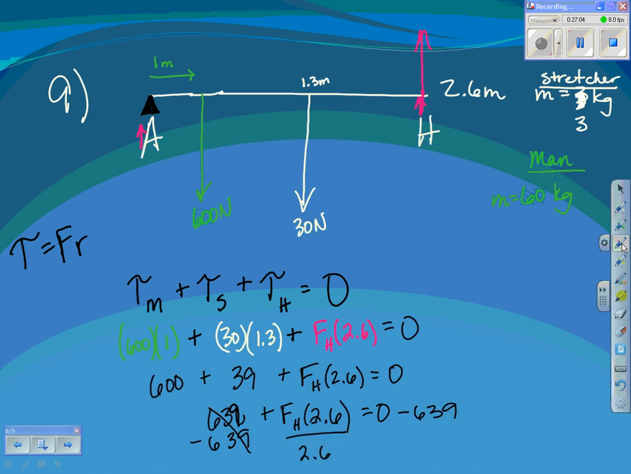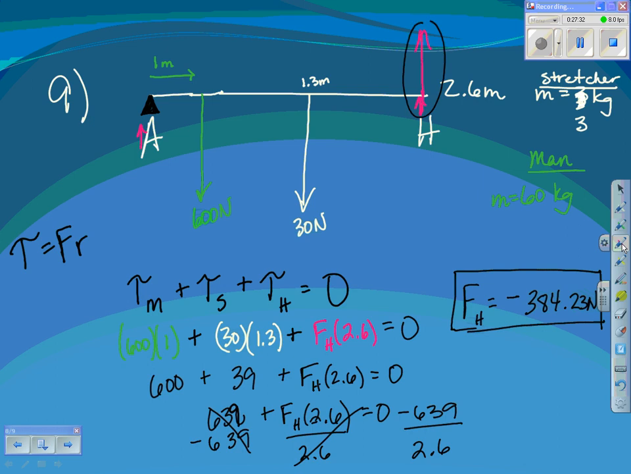Then we're going to divide by 2.6 to isolate the variable. And we're going to get an answer for the force of Hank to be a negative 384.23 newtons. All right. Now, does it make sense that this answer is negative? It should, because what direction is this arrow going? It is going up. So that would mean we're going to make it negative.